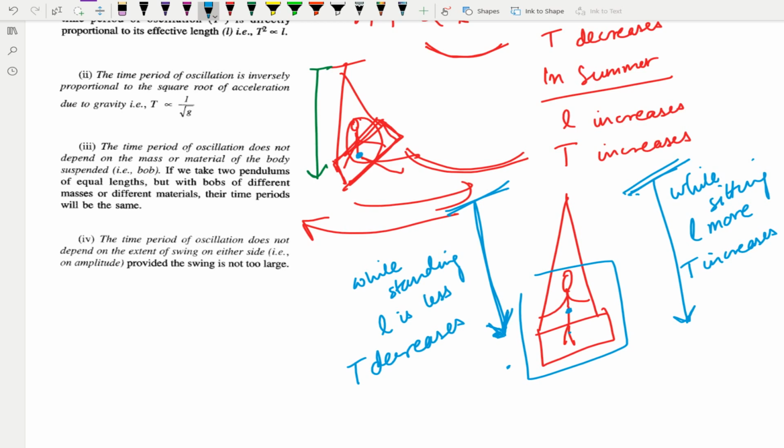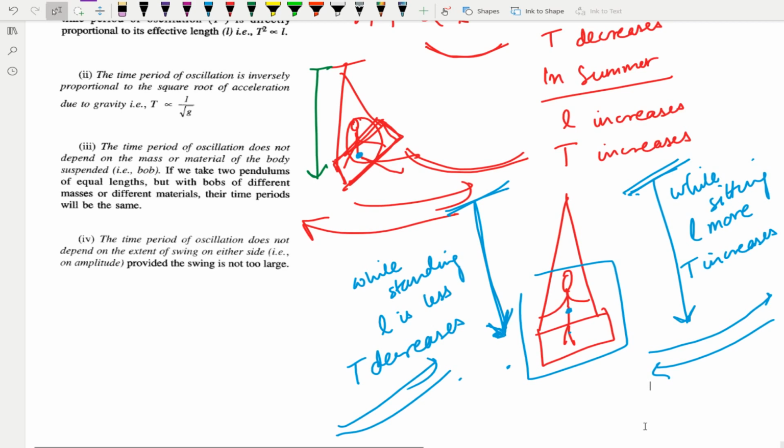So understand, if L is less, that means when you are standing on the swing and swinging to and fro, the time period decreases. Time period decreases means more number of oscillations will be done in 1 second. That means you will be able to move from one end to the other more quickly. And if you are sitting and moving to and fro, time period increases. That means you will take more time to move from one end to the other. Understood? Okay, moving on to the other factors.